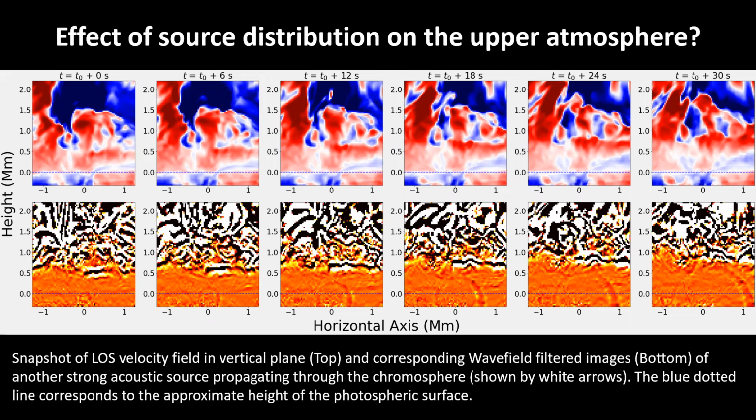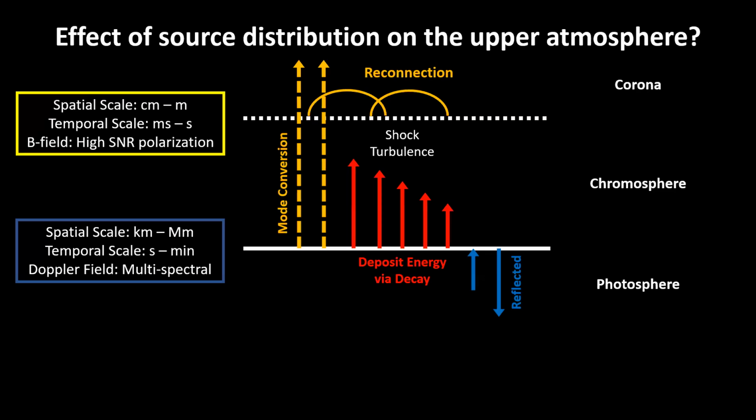But in practice, you should be able to do it, okay? So the thing that we can see is that individual acoustic sources, their wavefronts, propagate upwards into the chromosphere. So the next question is, if there is a cluster of these acoustic sources propagating upward, how do they deposit their energy?